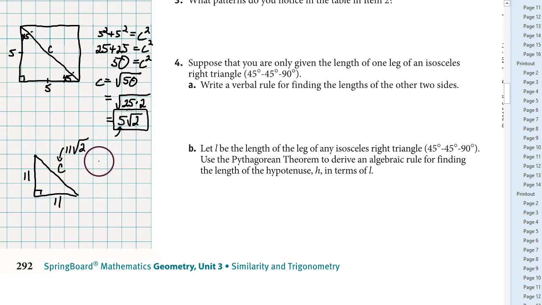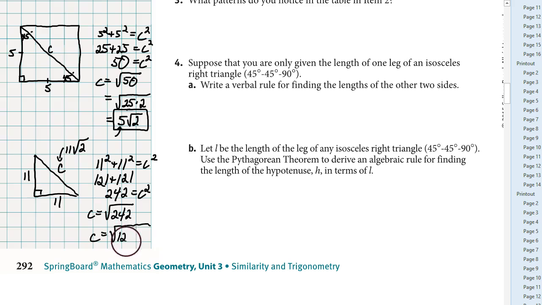Well, let's do the work the long way. 11 squared plus 11 squared equals C squared. This is 121 plus 121, which makes 242. Now we can do the square root of 242. We can factor 242 as 121 times 2. The square root of 121 is 11, and the square root of 2, let's leave as a radical.